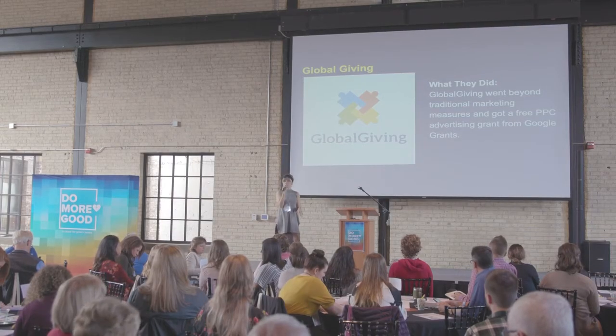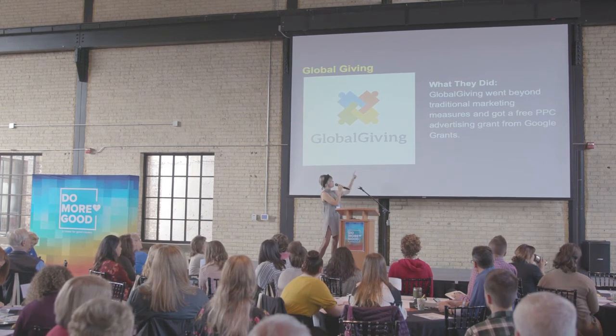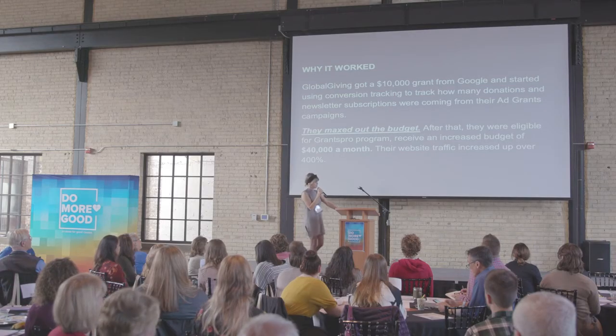Global Giving. So anyone here heard of Google Grants? Yeah, maybe. Global Giving went beyond traditional marketing, and they actually got a free PPC advertising grant from Google Grants. It worked really well for them because first they got $10,000, and they completely went through the budget, they maxed it out, and then they were eligible for this other program where they got $40,000 a month. And through this campaign, their website traffic increased by 400%. Wild.